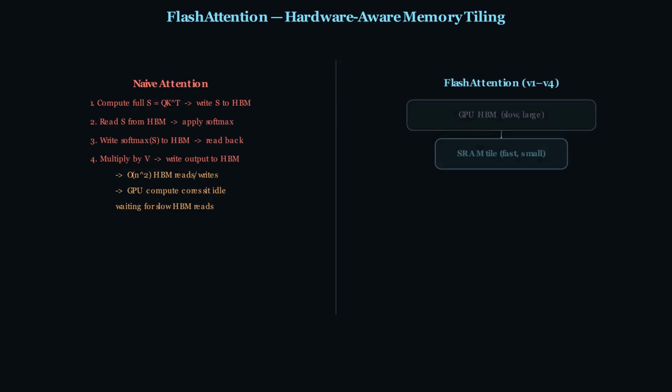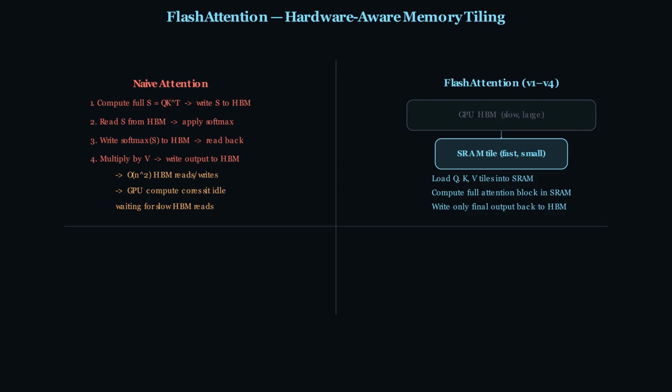FlashAttention loads small tiles of Q, K, V from HBM into the fast on-chip SRAM. The entire attention computation for that block, multiply, scale, mask, softmax, happens inside SRAM. Only the final output goes back to HBM. Memory footprint drops from quadratic to linear.